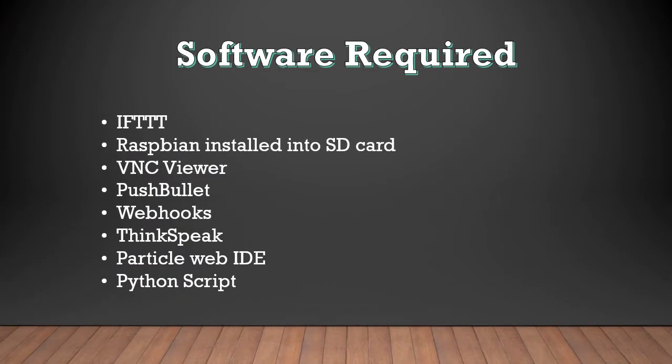Software required for this prototype: IFTTT, Raspbian installed onto an SD card, VNC Viewer, Pushbullet, Webhooks, ThingSpeak, Particle Web IDE, and a Python script. Basically, whatever data is stored on Webhooks will be transferred to Pushbullet using IFTTT and the notification will be on your devices.